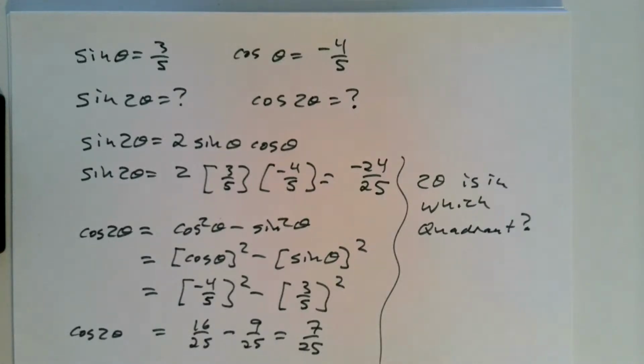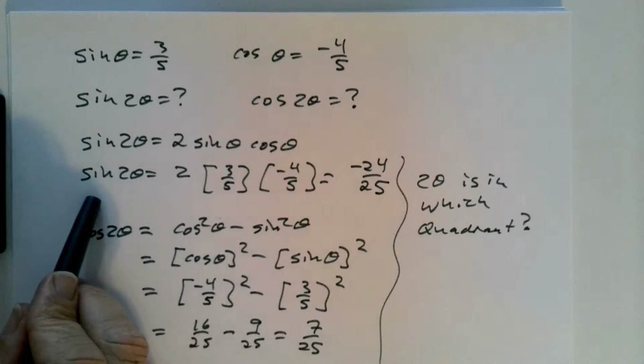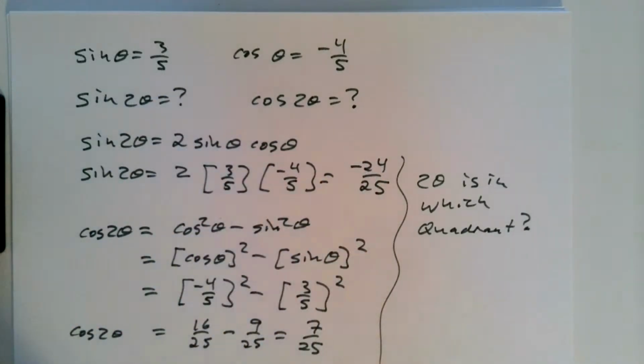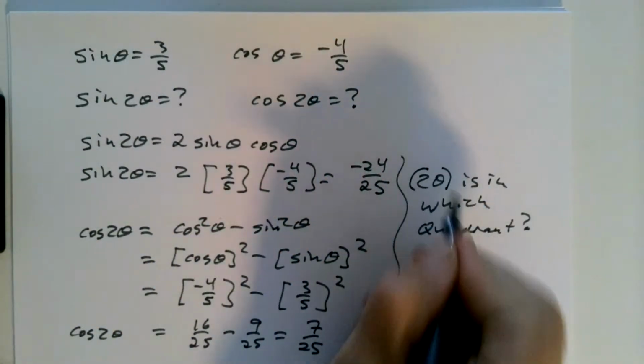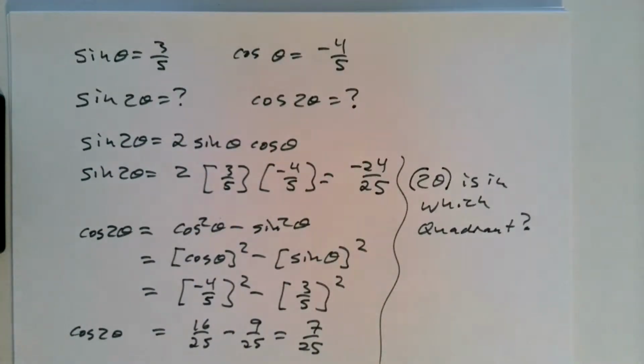Harley's writing cos of 2 theta. Cos of 2 theta is 7/25. Sine of 2 theta is negative 24/25. 2 theta is an angle, correct? I want to know which quadrant 2 theta is in. Quadrant 1, quadrant 2, quadrant 3, quadrant 4. Harley says quadrant 4. Do we believe her? Anybody else want to give a guess?